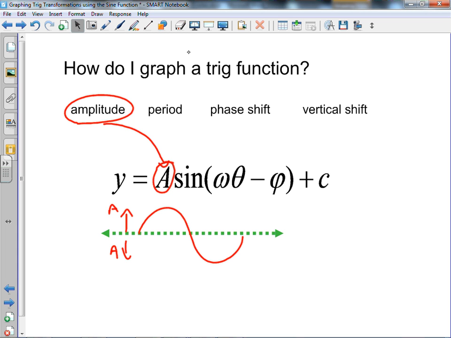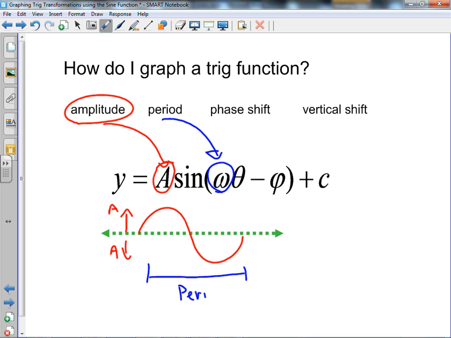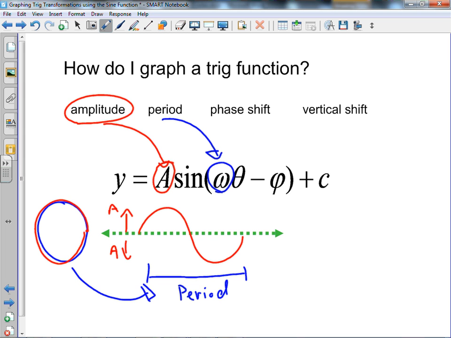Now, what is this funky looking W? That's omega. And omega talks about our period. That talks about how long our graph is going to go. Now remember, it comes from the unit circle. So our period talks about how long it takes to start and travel one full loop around the circle. That is related to our period.